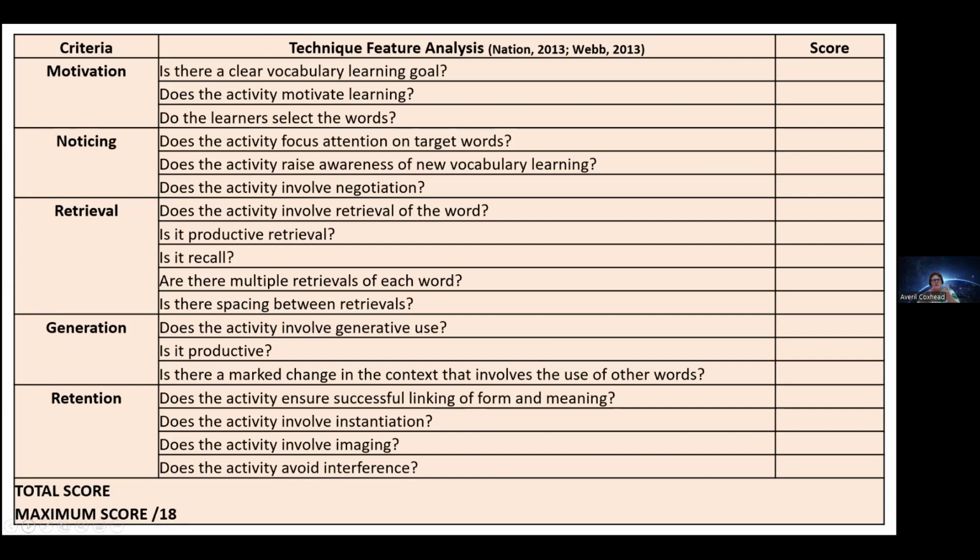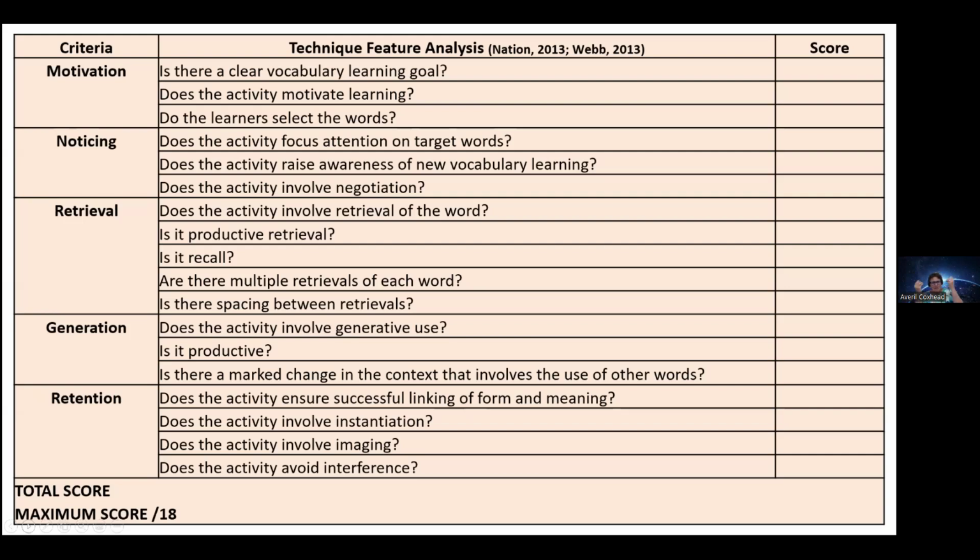Spacing between retrievals. If you try and retrieve the meaning and the form of words, often at the beginning of your learning, you need lots of retrieval opportunities. And then as that memory gets stronger, you don't need as much. You can have more time between those retrievals. Generation's about using these words in speaking or writing, or encountering them in new ways in reading and listening. Do you have to write? Do you have to speak? And is there a change in the context is the next one.